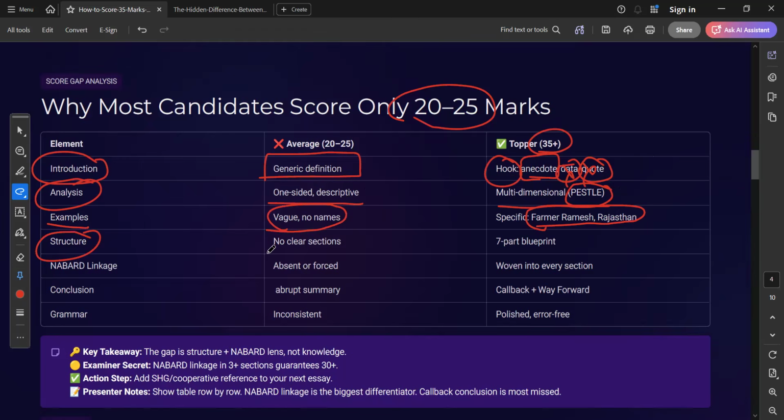And structure has to be there. No clear section. You're writing whatever is coming into mind. No, you have to follow the 7-part blueprint. We will discuss this later.